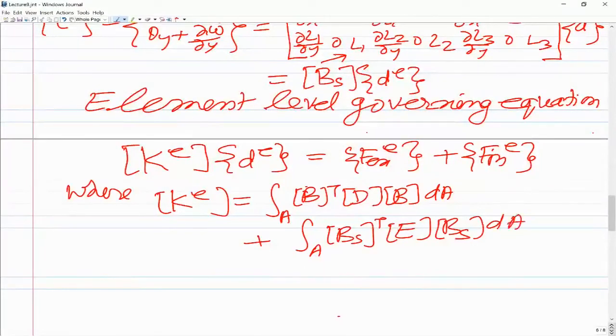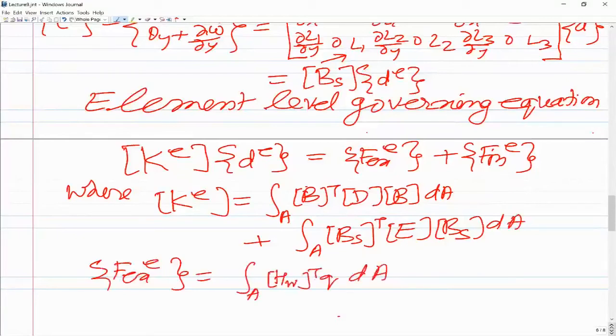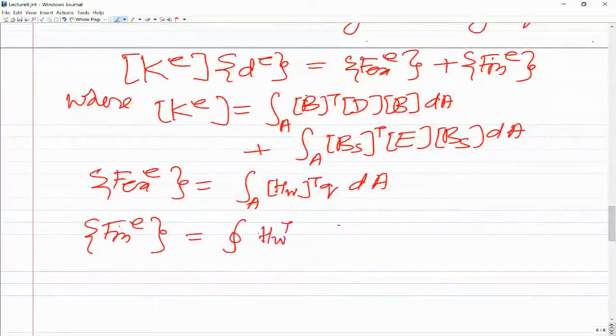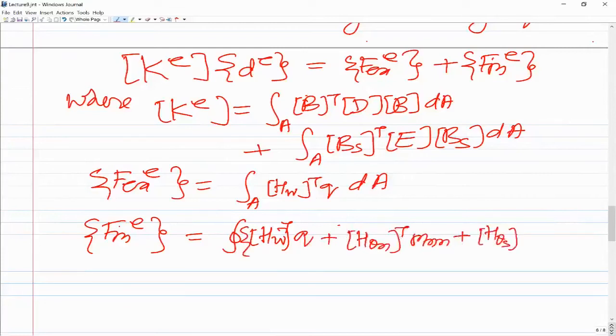This is your stiffness matrix, and the external load vector F external for the element would be the integration over area of HW transpose into Q dA, because of the distributed load Q. F internal for the element would be the integration over the boundary, HW transpose into Q, plus the interpolation of theta n, let us say S theta n transpose into mn, plus the interpolation of theta s, S theta s transpose into mns, into ds. So this is the internal load vector.